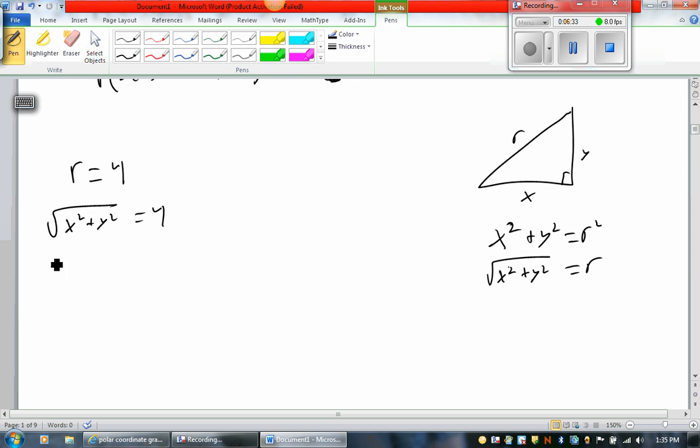I'm going to get rid of that radical. I square both sides. X squared plus y squared equals 16. And there we go. And if you notice, this is our equation of a circle: x squared plus y squared equals r squared. Our radius is 4.